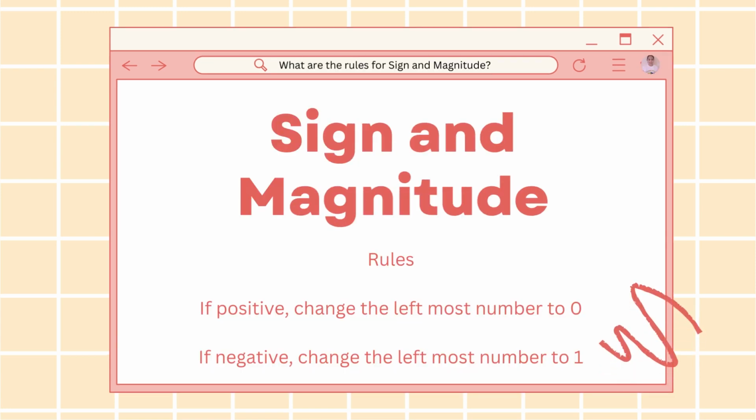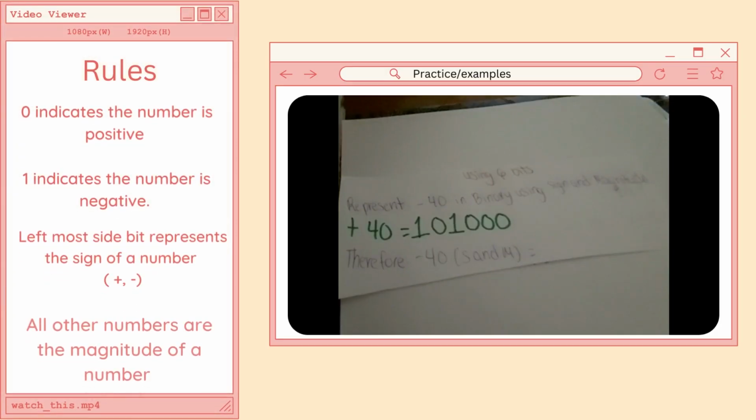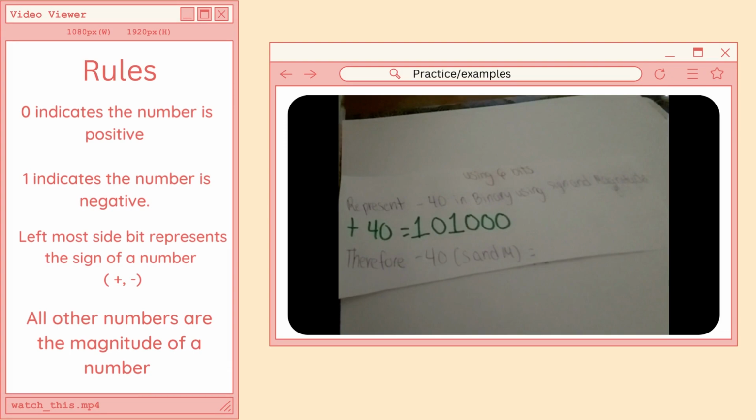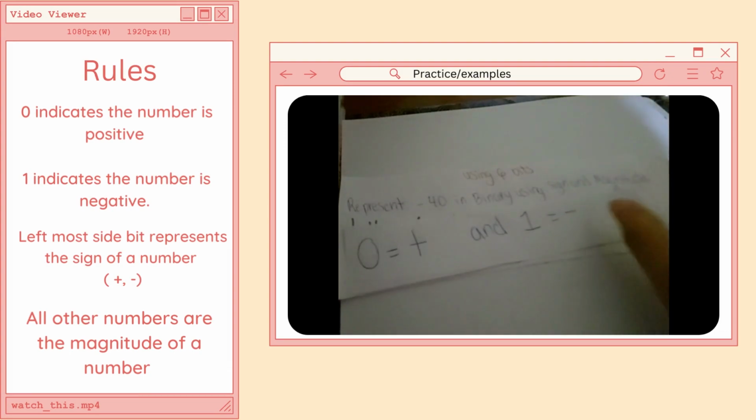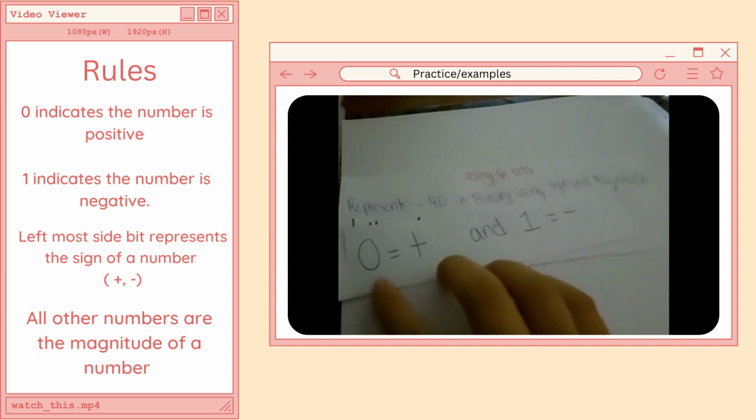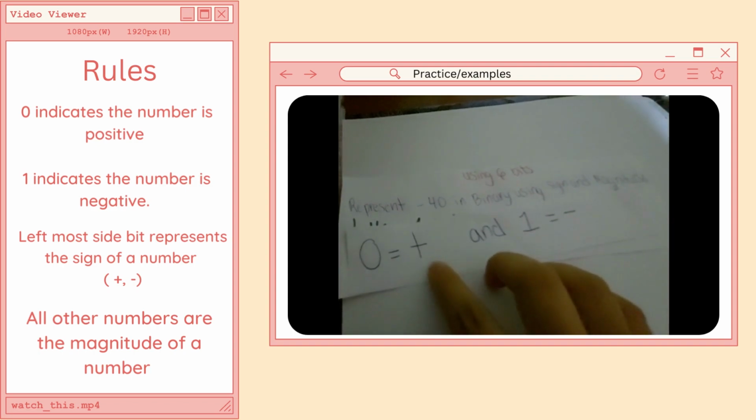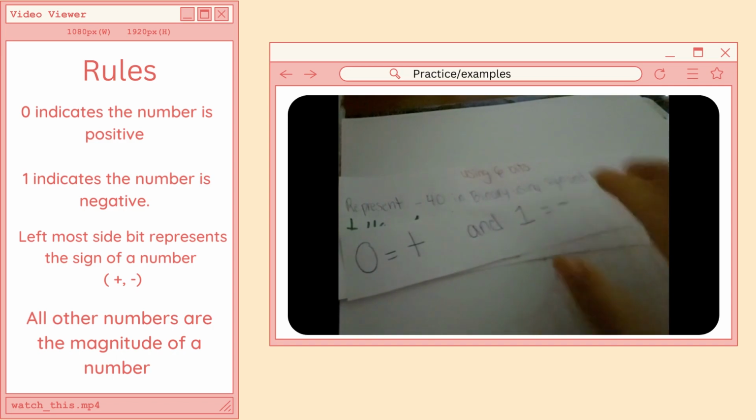Sign and magnitude. In sign and magnitude, 0 represents positive and 1 represents negative. The leftmost number of the binary number is the sign, since according to whether that number is positive or negative, that number alone will change. All other numbers are the magnitude and will stay the same. To find the sign and magnitude of a binary number, we must first remember that in sign and magnitude, 0 represents positive and 1 represents negative.